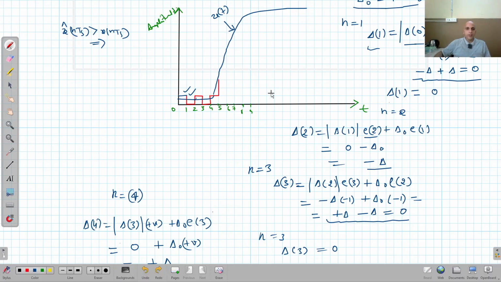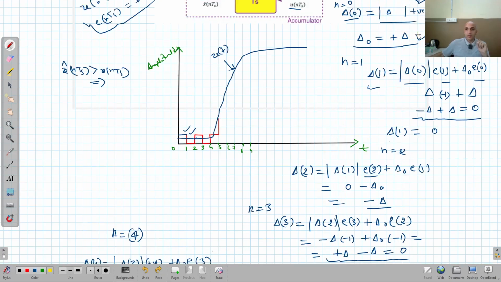Now I am also drawing the resulting staircase waveform that we obtained after adjusting the step. Initially it was the waveform obtained from delta modulation, but now I am adjusting the step size. So look here, delta 0 is equal to plus delta, so we have taken it here plus delta, right? Then at n is 1, it is 0, meaning no change, so we will proceed as it is, right?